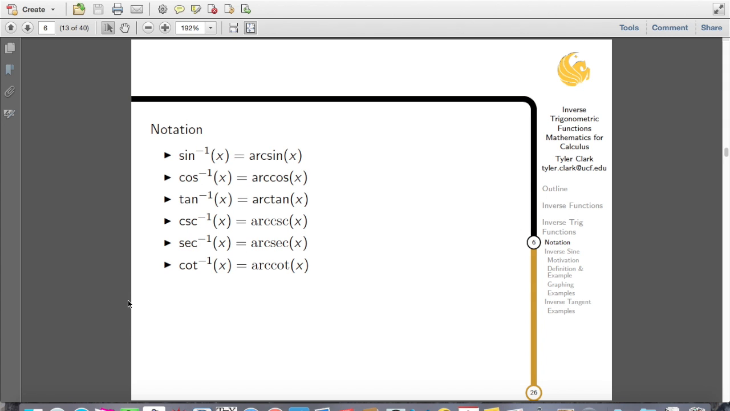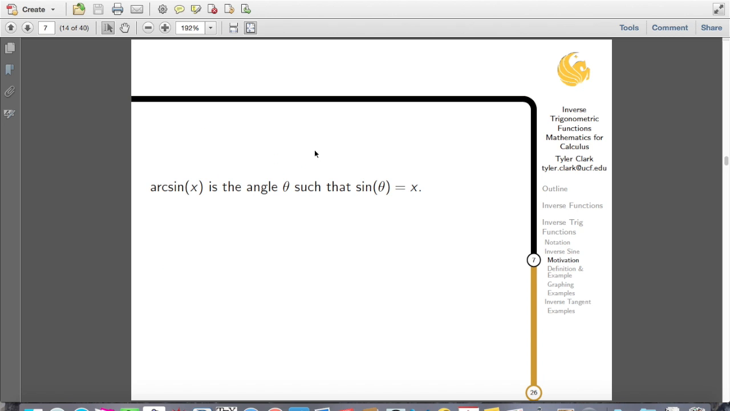Now we need to look at some notation of our inverse trig functions. We primarily denote these in two different ways. One way is sine inverse of x, and we use that -1 notational style, or we could write arcsine of x. And each of the other 5 trig functions have the same notation style as the sine function. So the definition of the inverse sine: we say that arcsine of x is the angle theta such that sine of theta equals x. And we'll get some practice with that definition here.